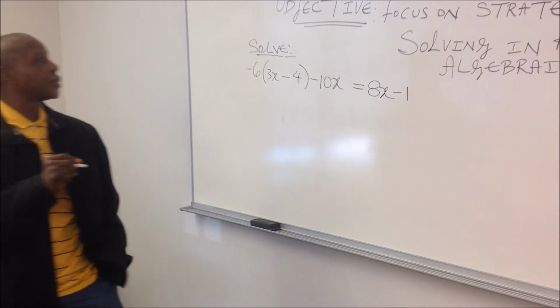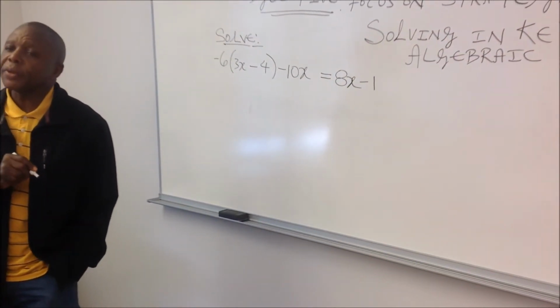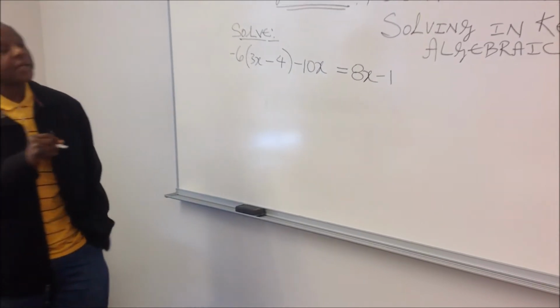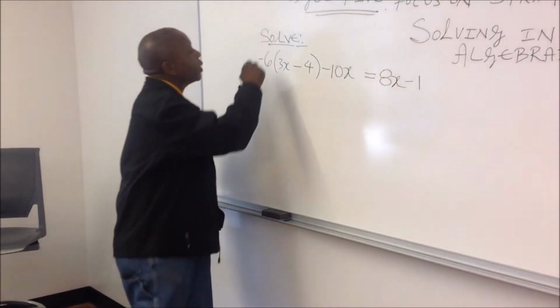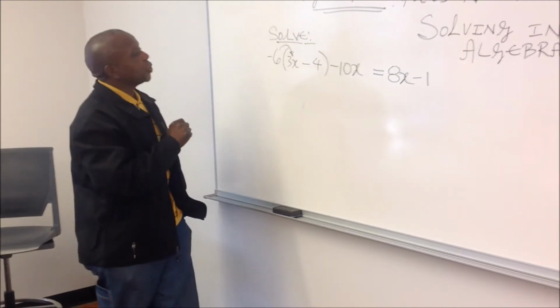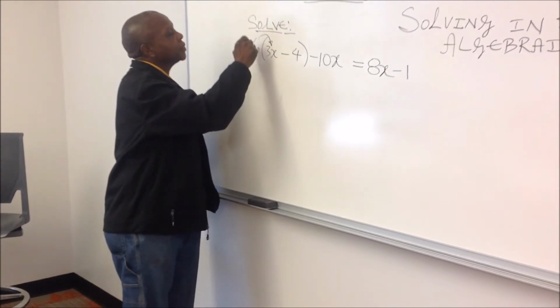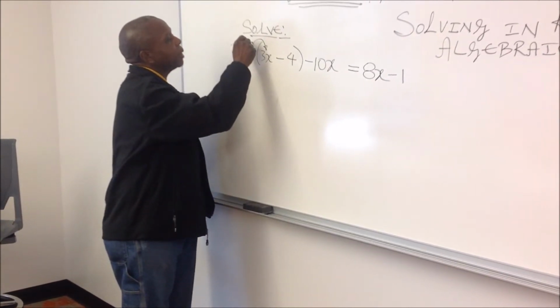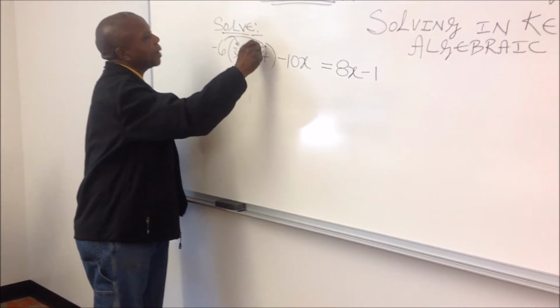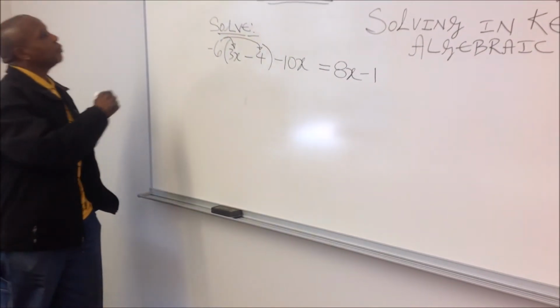First step, someone say divide. What? Times 3x. That 3x. Whose voice is this? The voice of Ms. Johannes of Houston, Texas. So use what we call the distributive property. Multiply -6 by 3x and -6 by -4. That's the first step.